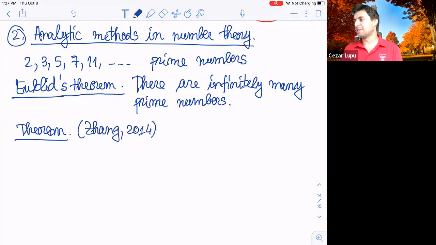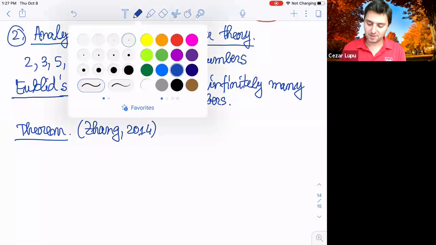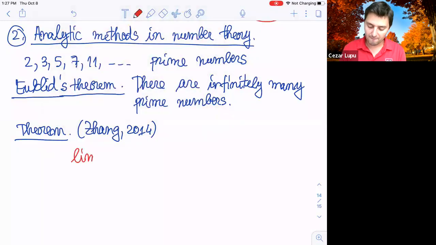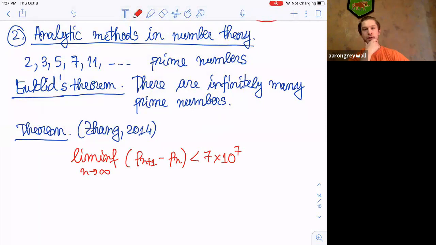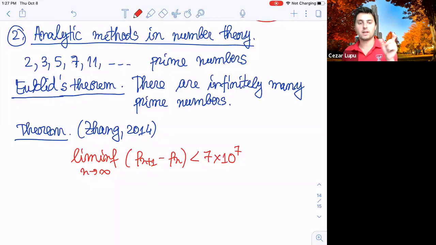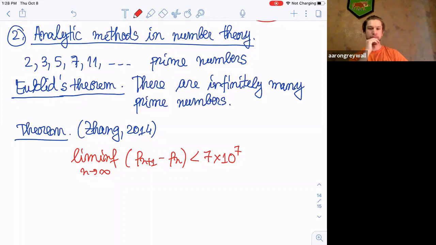2014, right? Which says the following: the lim inf of this guy is actually bounded. It's less than 7 times 10 to the 7. And in fact, this constant was improved by some mathematicians. They reduced it to 246 or something like this. These are very, very deep results. So you say it's bounded, but there are infinitely many prime numbers. Yeah, but the difference of any two consecutive ones, at some point this limit is going to be bounded. Yeah, this is actually a very deep result.